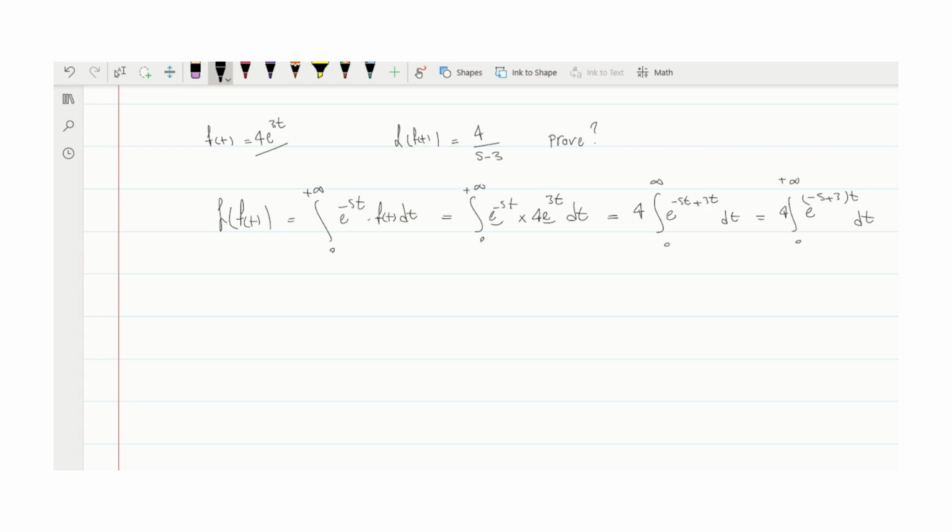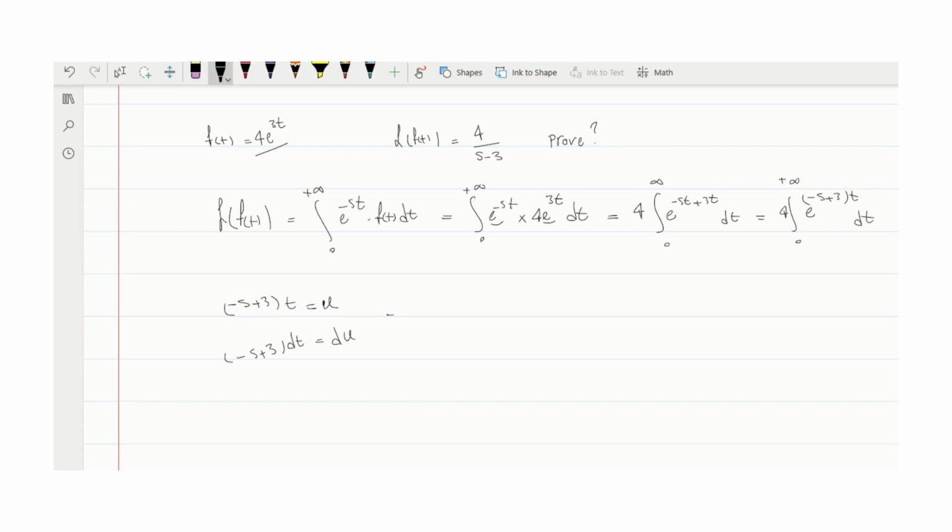Okay, now in order to solve this equation, we're just going to use substitution. We know that minus s plus 3 times t would be equal to u. And we know that du, which is the differentiation of this u, would be equal to dt times the coefficient again. And we're just going to substitute these values into the integral.